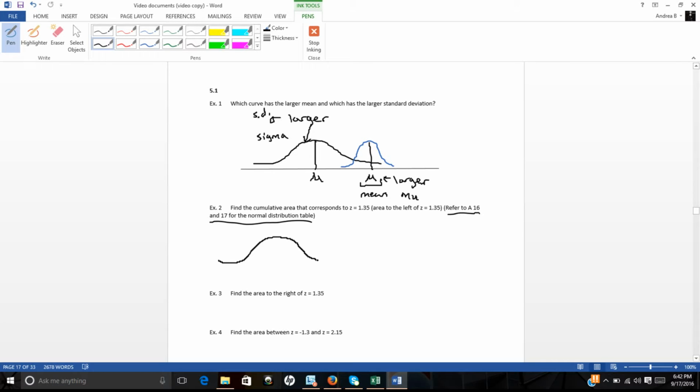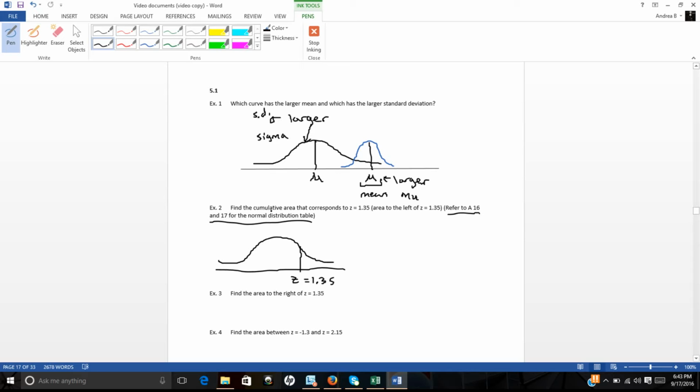Area and probabilities here are used synonymously. They have the same type of meaning here. They're representing the same values. So here, remember, if you're talking about a z-score of 0, that would be in the center where the mean is. So that means a z-score that's positive is going to be over here somewhere. So here, for instance, z of 1.35 would be over on the right side here somewhere. Doesn't matter exactly where you're putting it, just so you have a sketch of what's going on here.